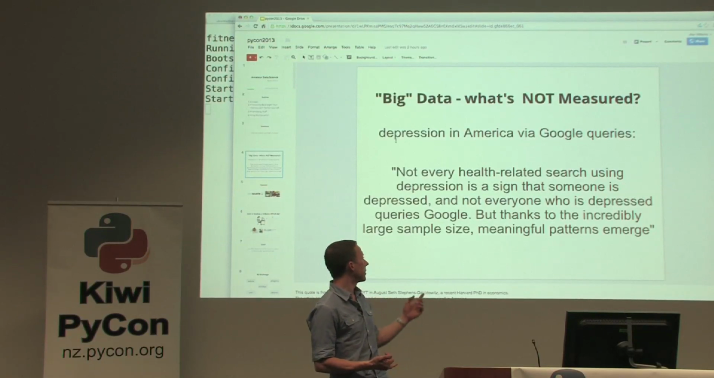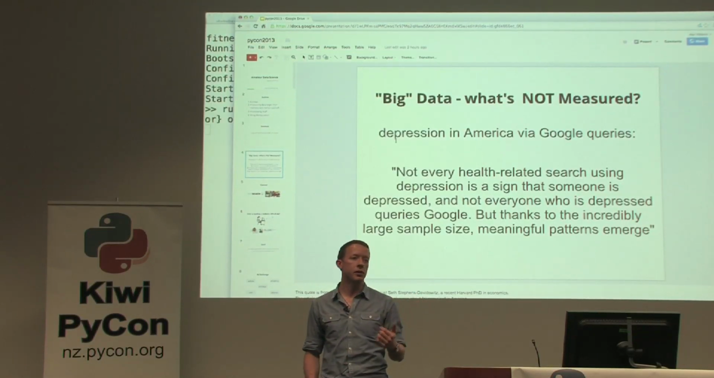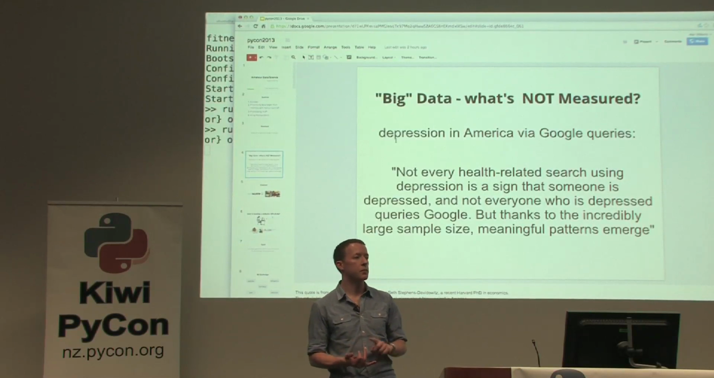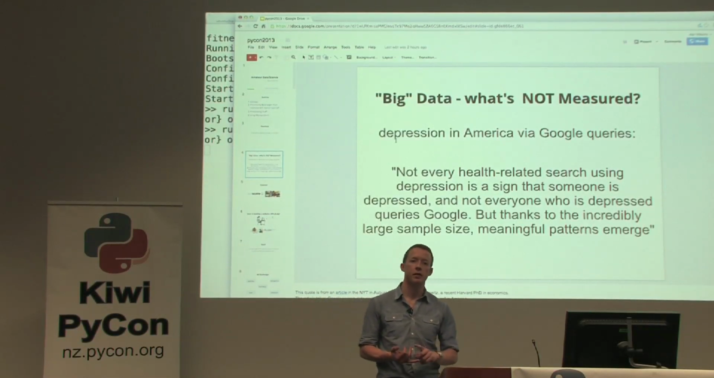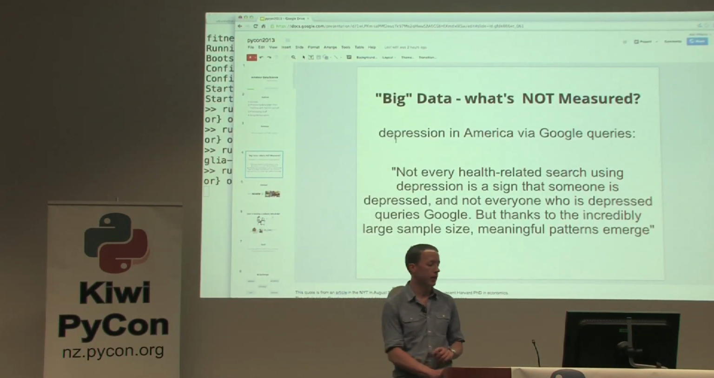A great example is this PhD research at Harvard studying depression through Google queries. If I'm depressed and it's just me Googling depression, or if I'm depressed and I have 50 friends and they're all Googling depression to try and help me, that's one search versus 50 searches for the same person. Aggregate statistics in this case are unlikely to be helpful.